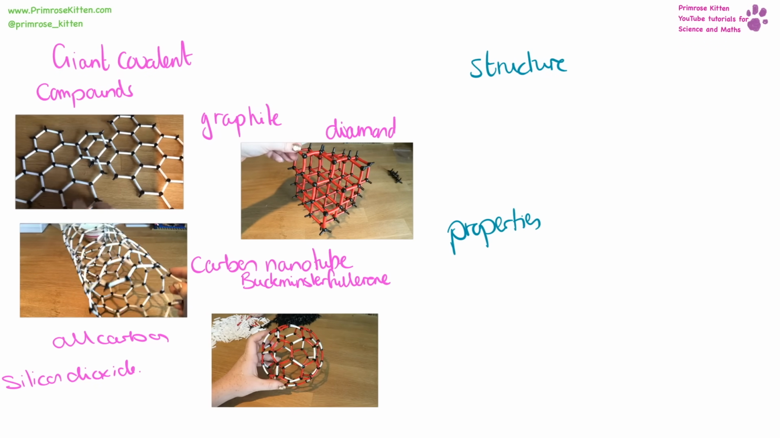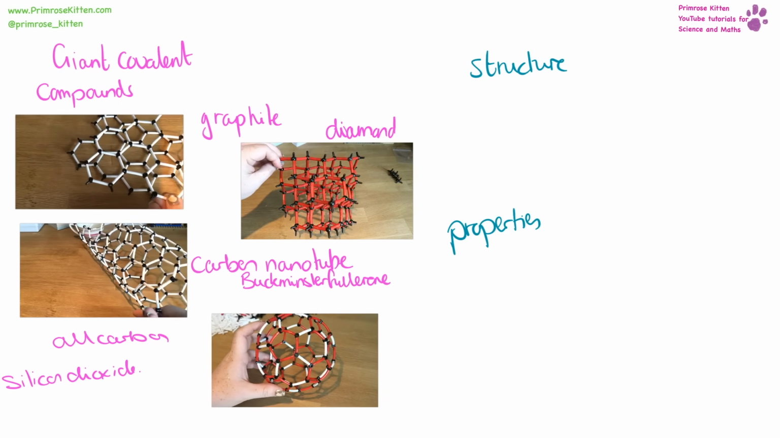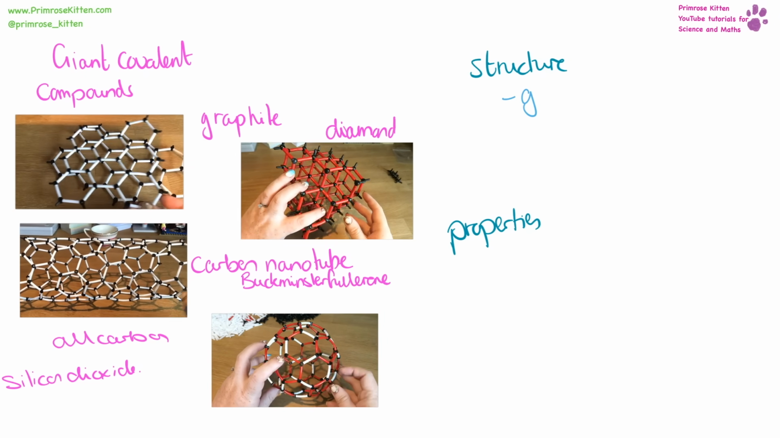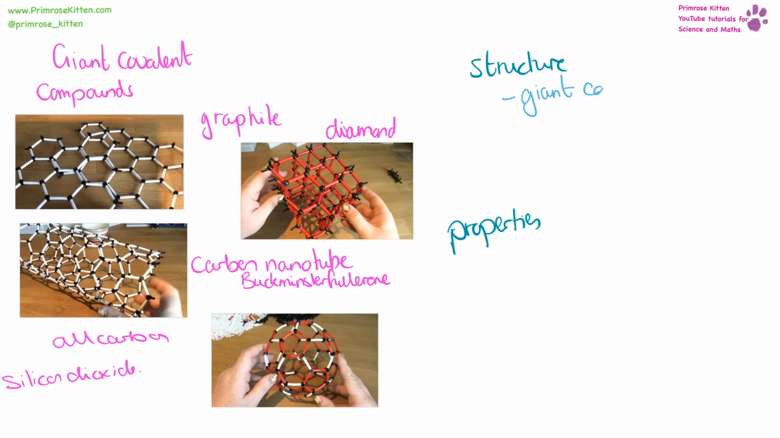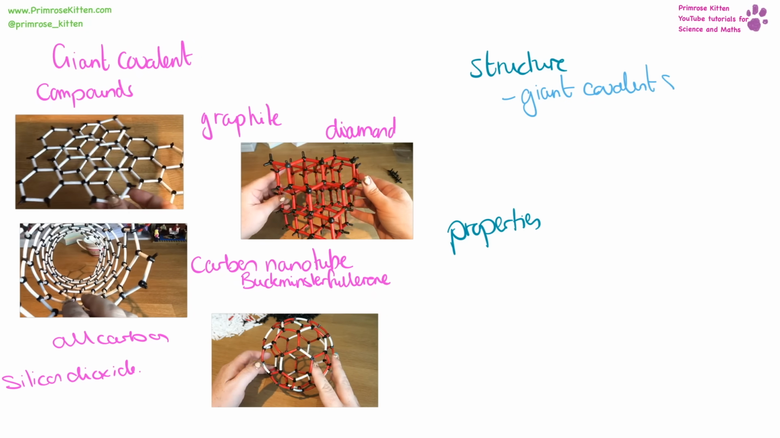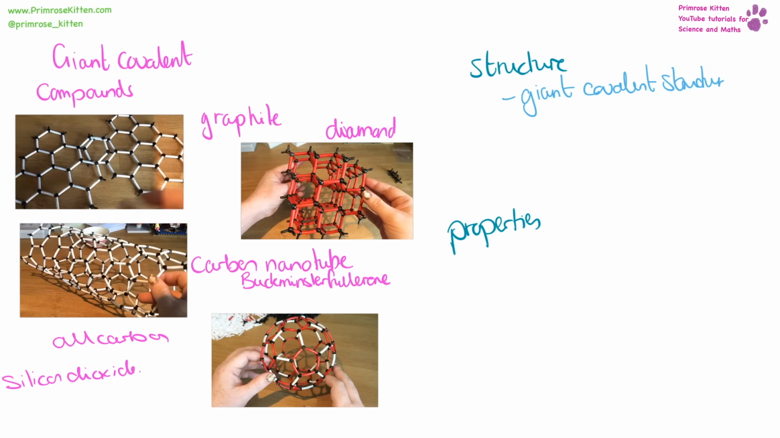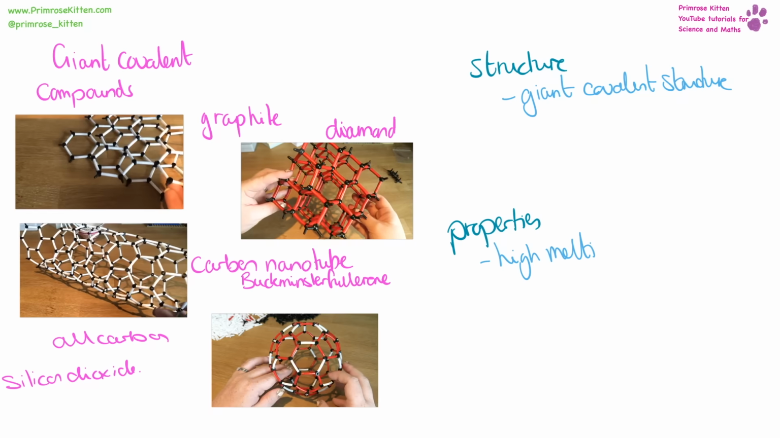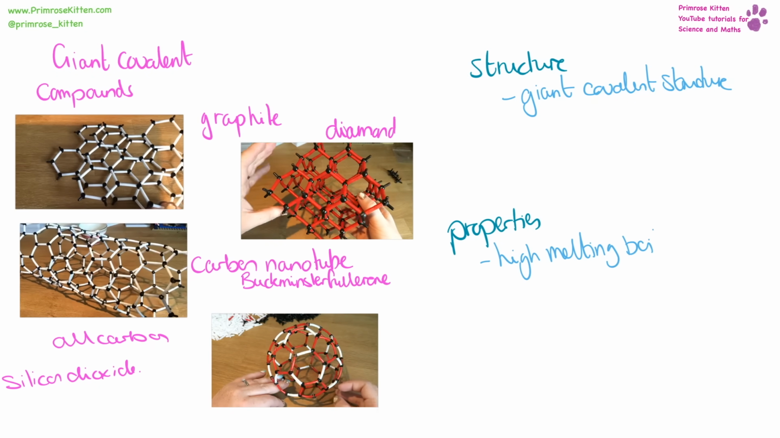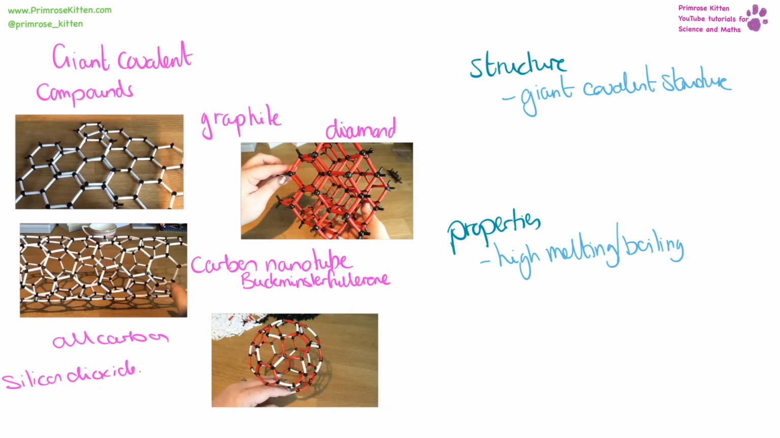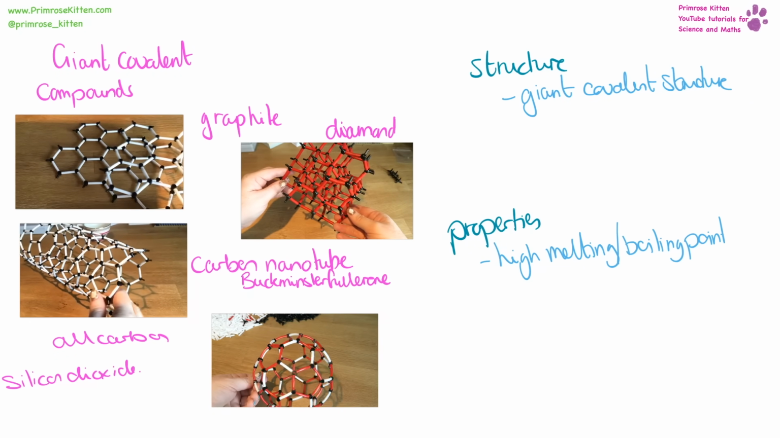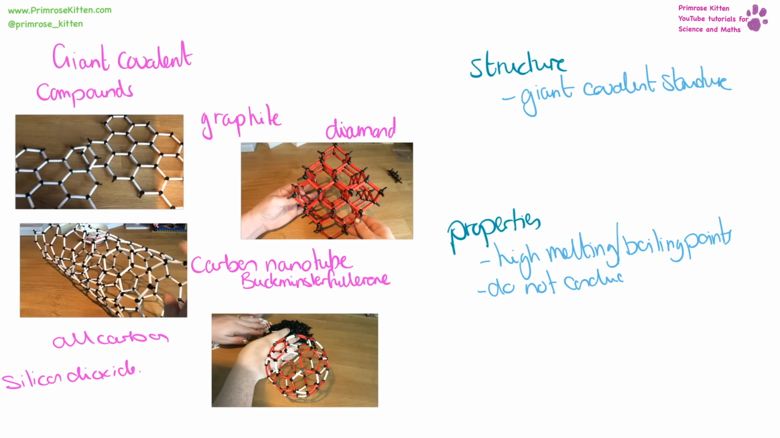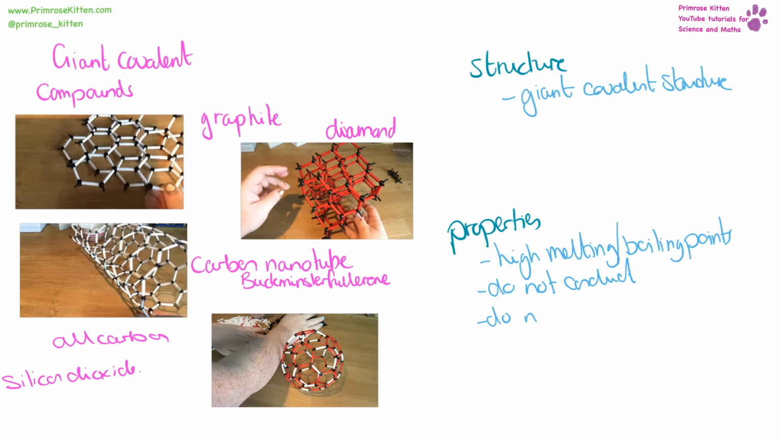For giant covalent compounds, ones made of carbon, such as graphite, diamond, or any fullerenes or silicon dioxide, they are going to have a giant covalent structure. Their properties are high melting and boiling points, and they do not conduct, and they do not dissolve.